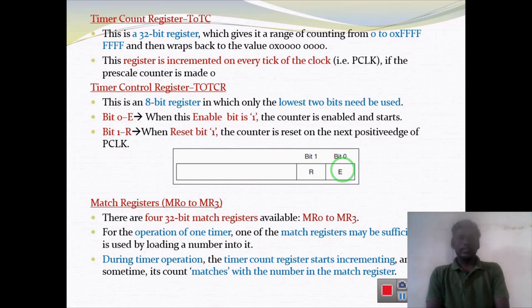The third register we have is the match register. The match register is again 32-bit in size, and the match registers are MR0 to MR3, that is match register 0 to match register 3. So in total we use 4 match registers. Whenever a match occurs between the loaded value and the timer counter value, only these 4 register values are verified. During timer operation, the timer count register increments, and whenever a match occurs, these 4 bits are enabled.